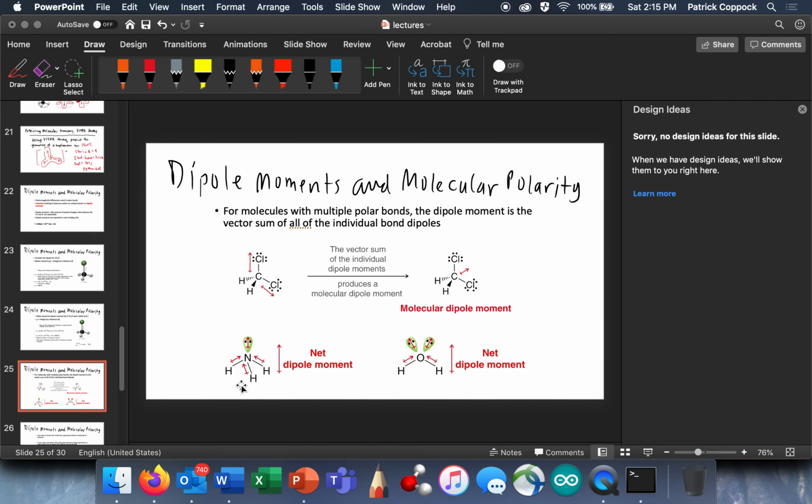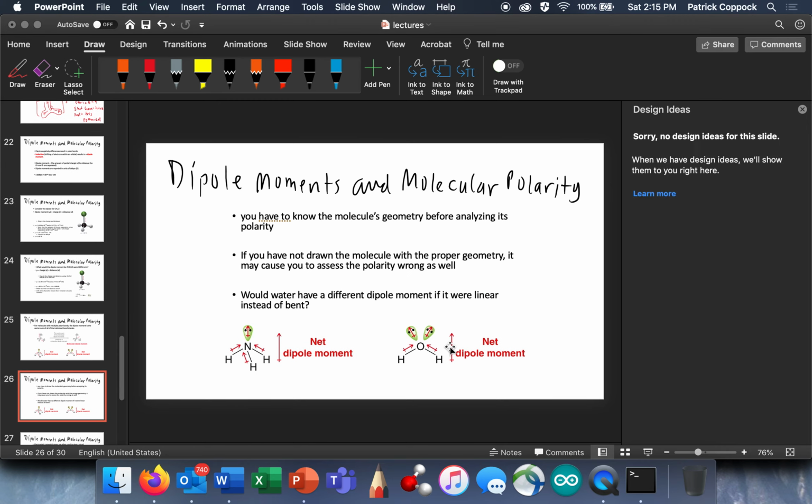Now here, can you see with nitrogen being the more electronegative, these hydrogens are all pointing in that direction. They're all going to have sort of an upward dipole moment. If you add all those together, you're going to get a dipole moment going in that direction. The same thing goes for water. You get a dipole moment of that bond. This is a polar bond. These electrons are also pulling in that direction, so we're going to get a net dipole moment in that direction.